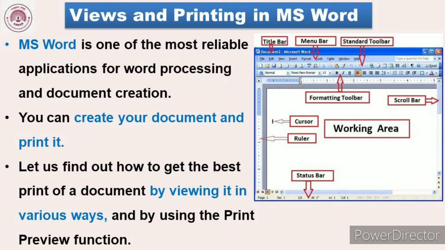Now on the left side we have a cursor from where you are supposed to start typing in your Word document. Then beneath that we have a ruler. The ruler is to mark the margins and see from where your page actually starts. Below that we have a status bar. The status bar will tell you what the page number is, which section you are in, which line you are on, which column you are typing into. All those details will be shown by the status bar.